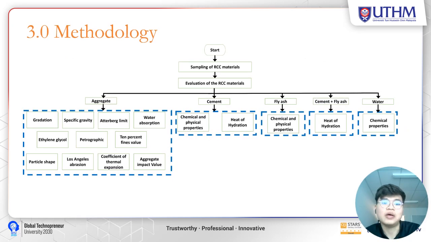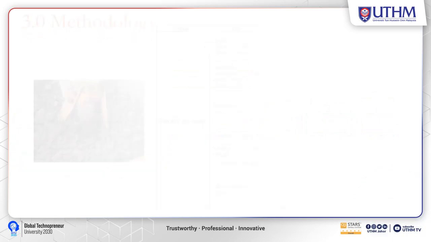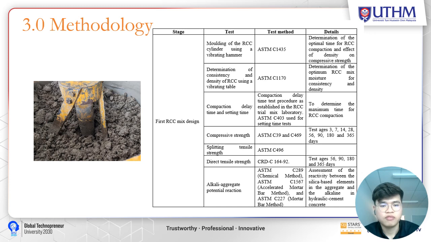Now we are moving to the methodology. First of all, we have to start from sampling of RCC material to evaluate the RCC materials, which are the aggregate, cement, fly ash, and mortar, based on the spec. Firstly, for the first stage of RCC mix design, we evaluate the suitability of the mix design, like molding the RCC cylinder for testing of direct tensile strength and also compressive strength.